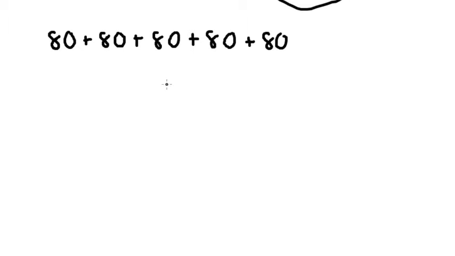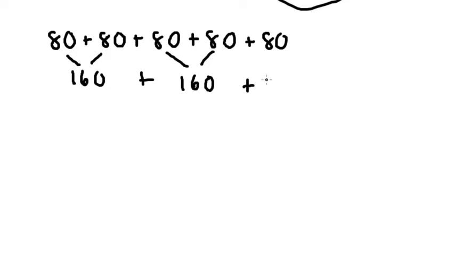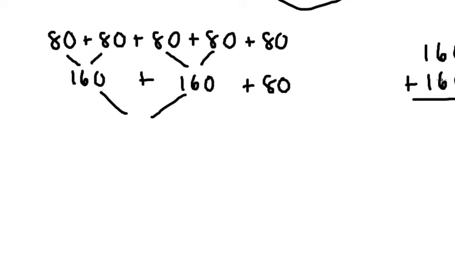So let's add these together in pairs. 80 plus 80 is 160. Another 80 plus 80 is another 160. Then this 80 doesn't have a pair to add with, so we'll just drop it down. Now we'll add the 160 and 160. That's a little harder to do, so bring it over to the side. 160 plus 160. 0 plus 0 is 0. 6 plus 6 is 12. Put down the 2, carry the 1. 1 plus 1 plus 1 is 3. So that would be 160 plus 160 is 320.